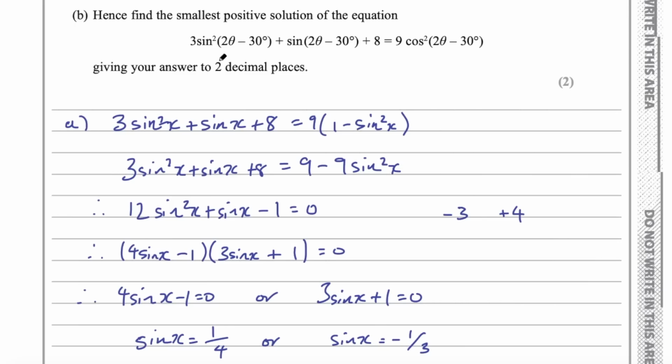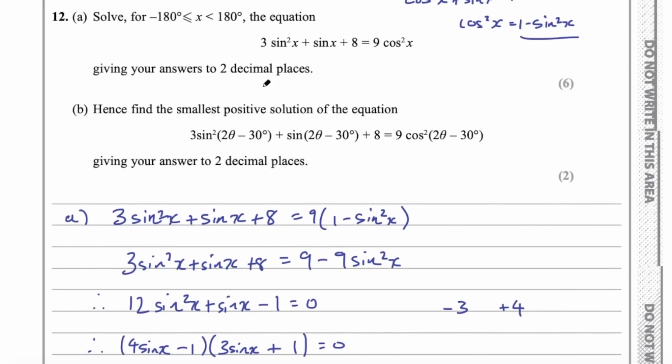Part B says, hence find the smallest possible solution of the equation 3 sine squared (2 theta minus 30) plus sine (2 theta minus 30) plus 8 equals 9 cosine squared (2 theta minus 30), giving your answer to 2 decimal places. Firstly, we need to recognize that this equation is exactly the same as this one. They've just replaced x with 2 theta minus 30.